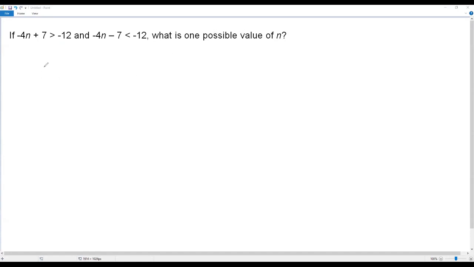Okay, now let's solve both the inequalities. First, let me take the first inequality. That is negative 4n plus 7 greater than negative 12. Okay, let me subtract 7 from both sides. Because I have to isolate n, for that I have to get rid of all the values around the variable n. So when I subtract 7 from both sides, positive 7 and negative 7 will cancel. I'm getting negative 4n greater than, when I combine negative 12 and negative 7, I'm getting negative 19.